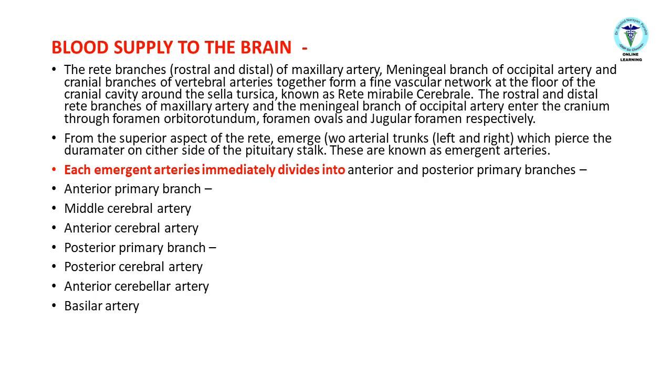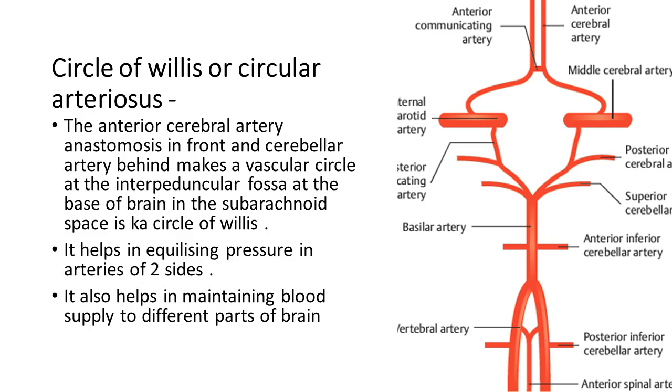The brain's blood supply includes the rete branches of the maxillary and vertebral arteries. These arteries form a network that supplies blood to the brain, ensuring its proper function and health. The circle of Willis is a crucial arterial structure at the brain's base, helping to equalize blood pressure and maintain blood supply across different brain regions.